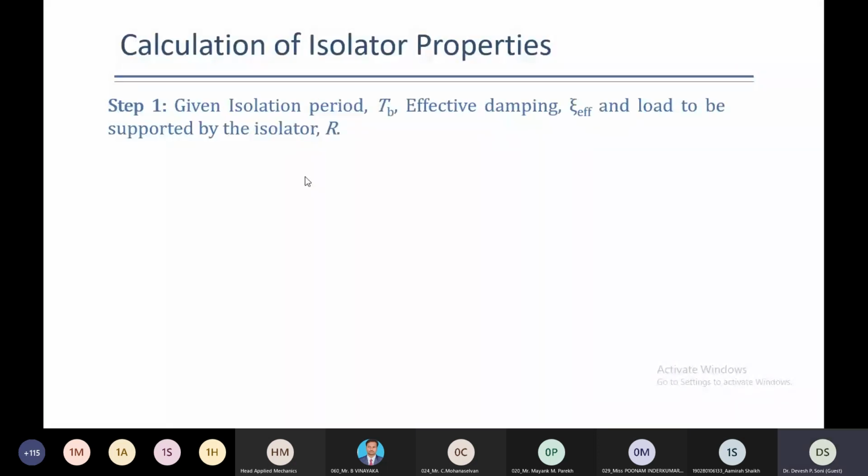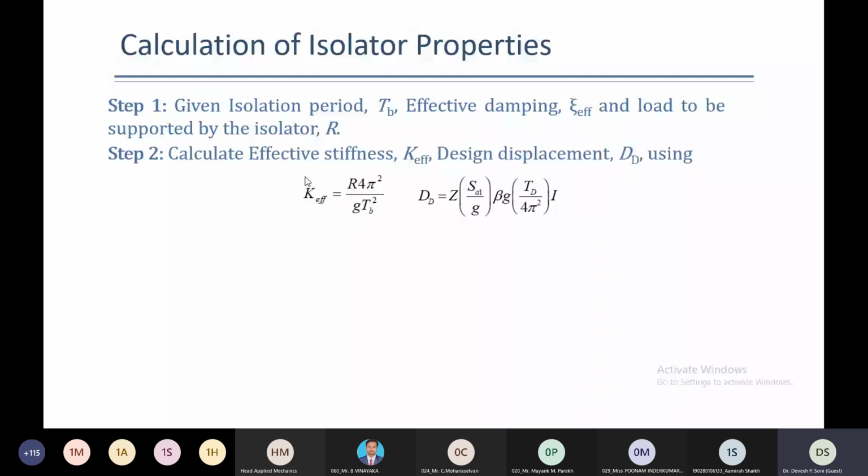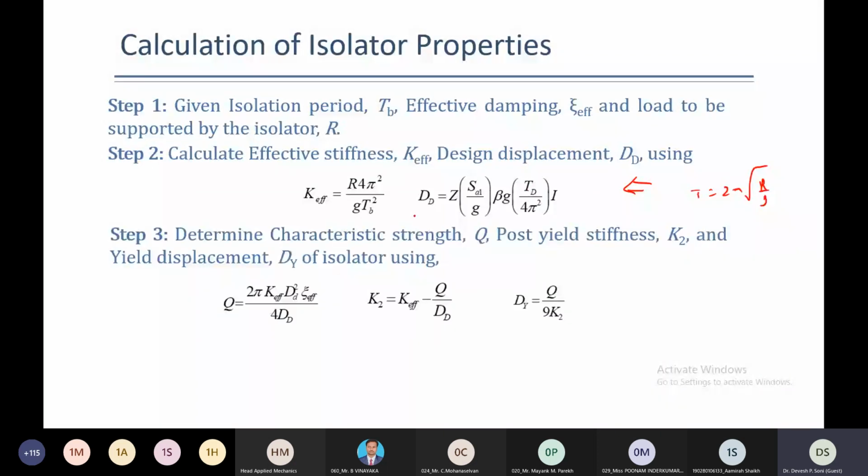So these properties are calculated, and basically there are formulas. These formulas are derived using simple structural dynamics, right? Kb is equal to something like pi square upon Tb square. R is the radius. See, that equation is here. You know, T is equal to 2 pi root R upon g. That sort of equation can be used. This equation is used to calculate the design displacement. It is nothing but zone factor multiplied by spectral acceleration divided by omega, and beta is the damping modification factor, and I is the importance factor.